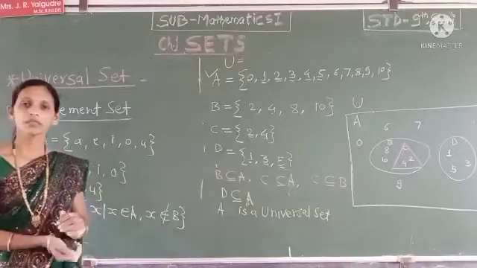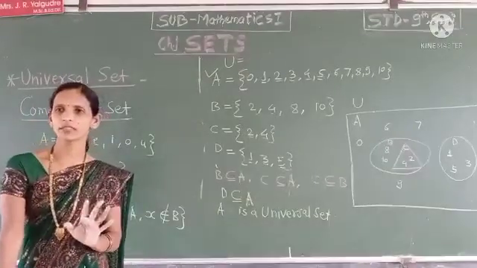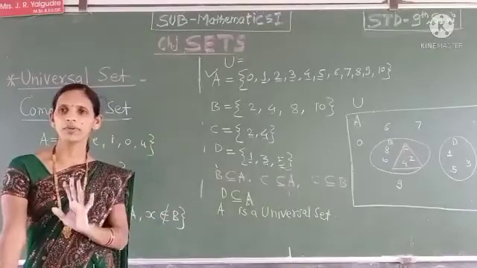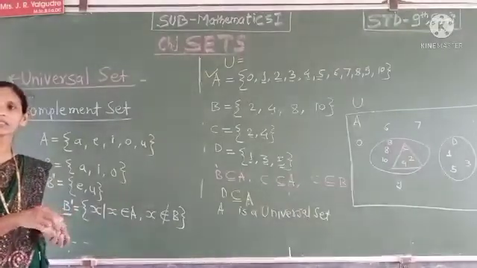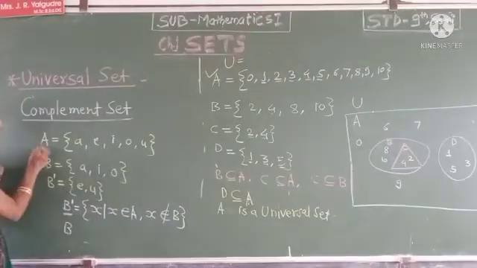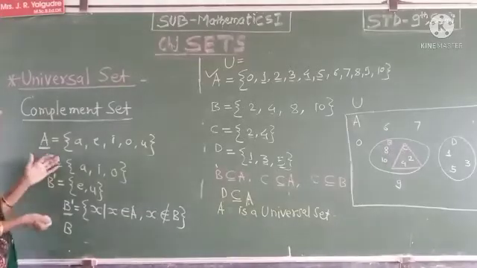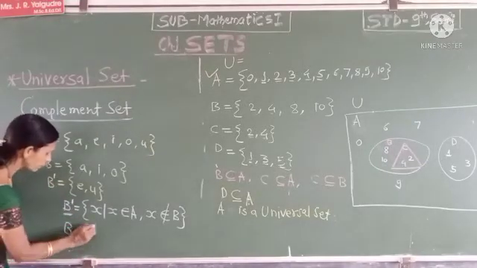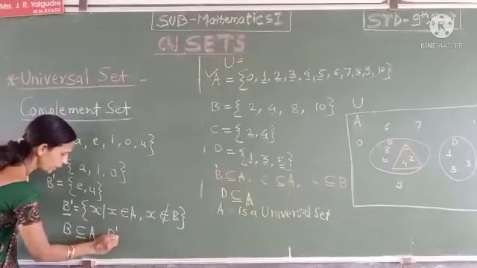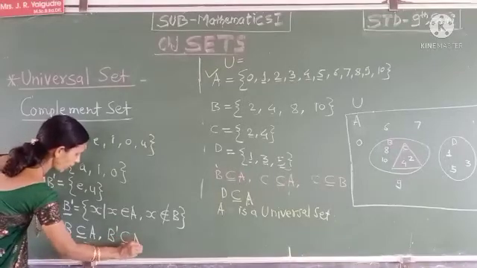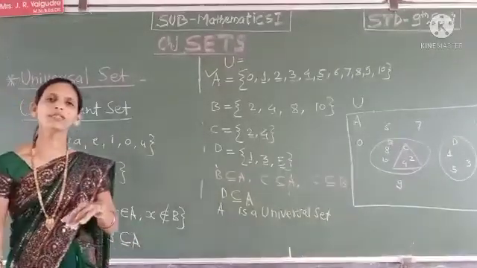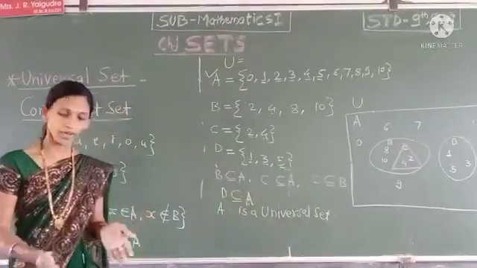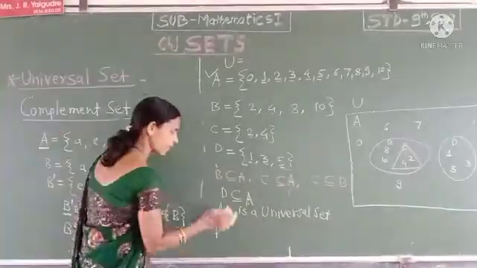Then see here a few concepts related with the complement set: no common member is present in the complement sets. Complement sets are subsets of the universal set. That means A is a universal set, therefore B is a subset of A as well as B dash is a subset of A. That means complement sets are subsets of the universal set. And one more thing, that is any empty set.